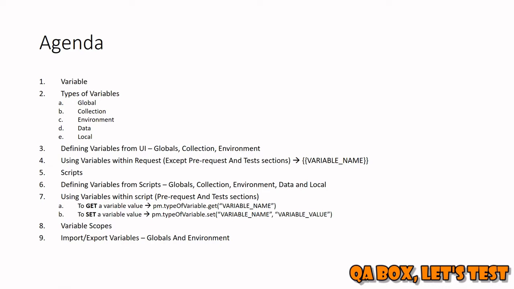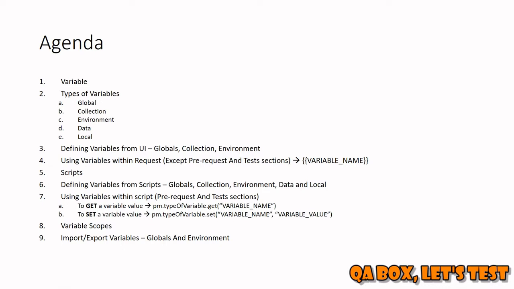So now the next thing that we are going to do is, there are two ways you can define and manipulate these variables. One way is through the UI of the application, so the UI of Postman. The other way is using scripts. As you know, you can write JavaScript inside your pre-request and test sections, so through that also you can update these variables.